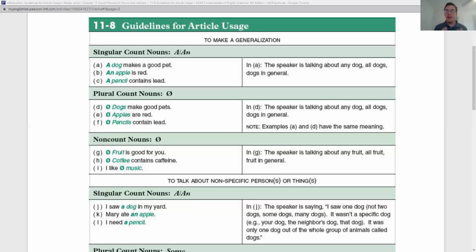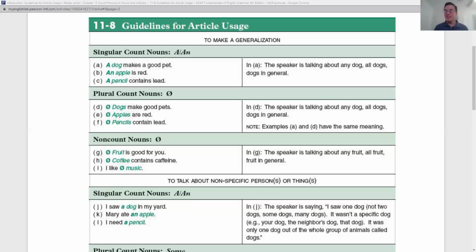Okay. Example A, a dog makes a good pet. B, an apple is red. C, a pencil contains lead. In all of these examples, I am speaking about dogs, apples, pencils in general. All dogs, all apples, all pencils. These are generalizations. So when I make a general statement about a count noun, I can use the singular with a or an.